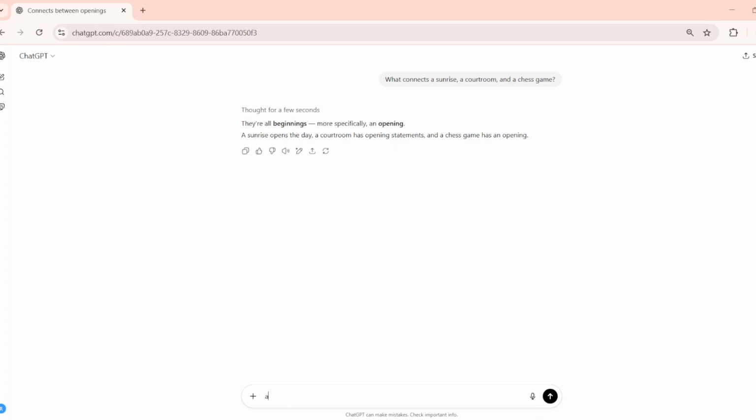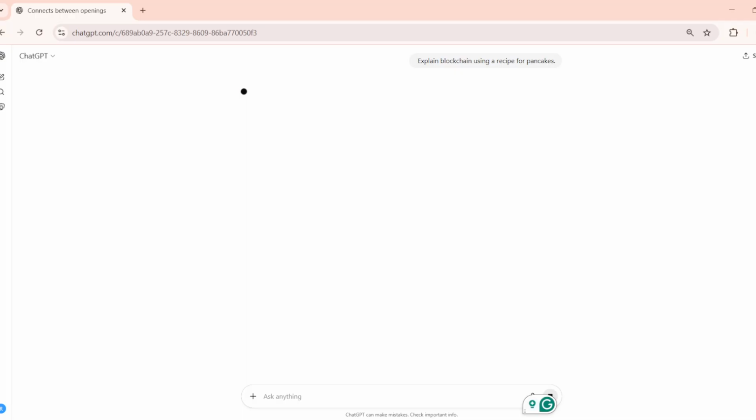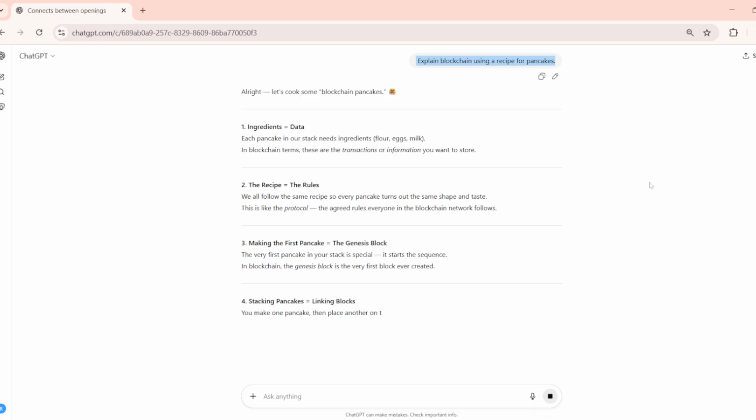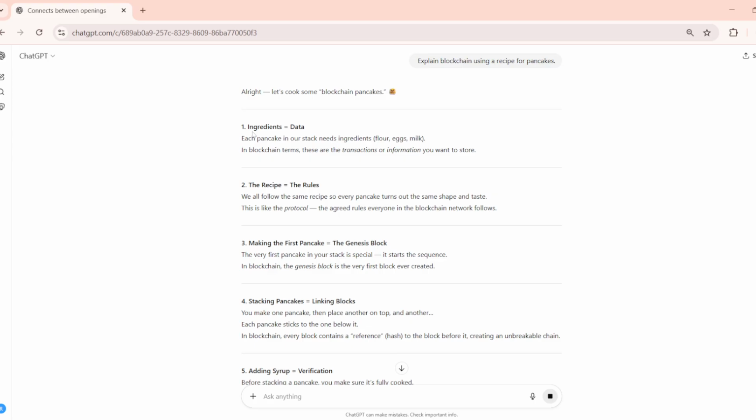Another effective strategy is to employ mixed context prompts. These prompts combine unrelated topics to challenge the AI's ability to create coherent answers. For instance, asking it to explain blockchain using a recipe for pancakes requires ChatGPT to bridge the gap between technology and culinary arts, revealing its skills in synthesizing diverse subject areas.